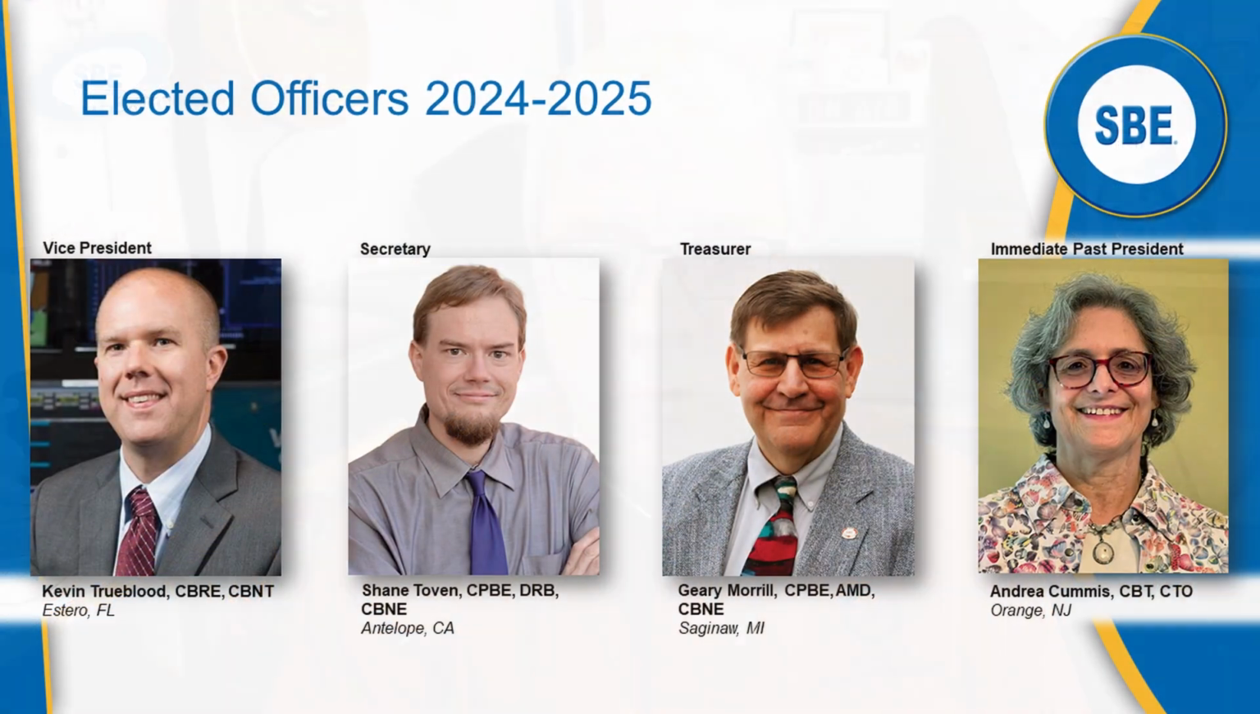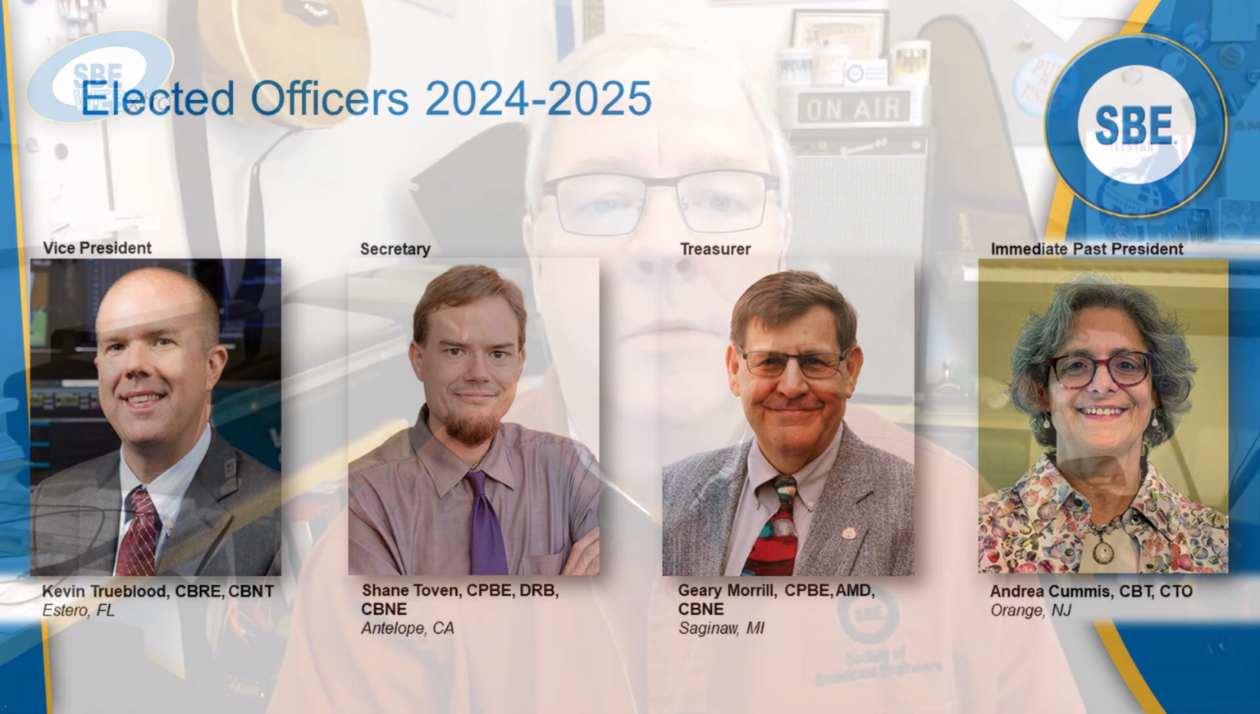So as I noted earlier, the SBE recently completed its annual election. Ted Hand was reelected the president of the SBE. Ted is our guest today. The additional results of the election follow. Reelected vice president is Kevin Trueblood of Chapter 90, Southwest Florida, for a second one-year term. Gary S. Morrill, Chapter 91, Central Michigan, has been elected treasurer. And Shane Toven, Chapter 43, Sacramento, has been elected to his first term as SBE secretary.